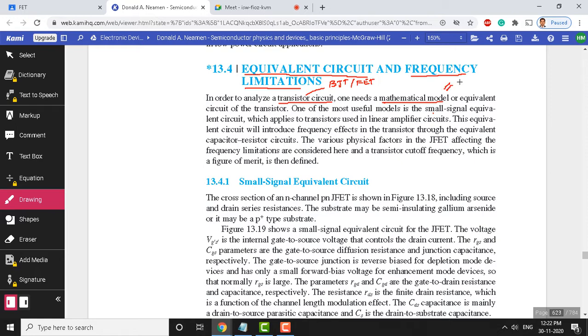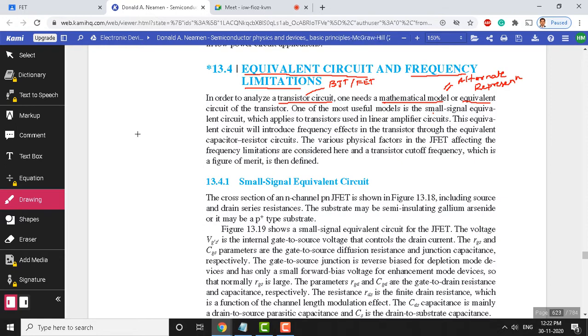So, model means it is an alternate representation of a device. In place of a transistor, you are representing with other circuit elements. That's called as a model. This helps us to understand the device and circuit associated with that device very well. That's why we go for a mathematical model, also called an equivalent circuit of the transistor.